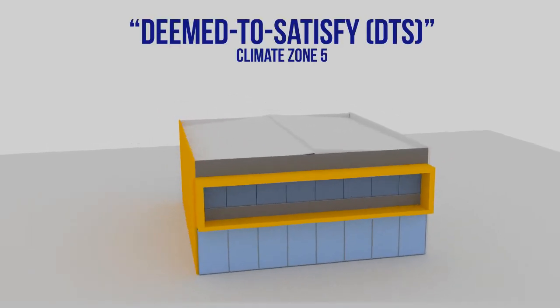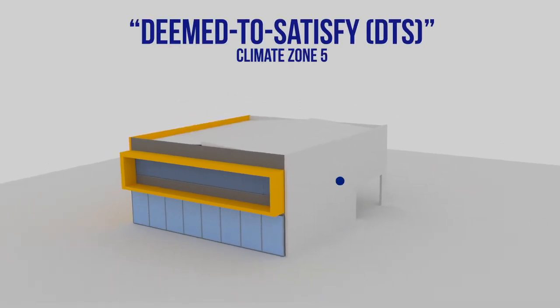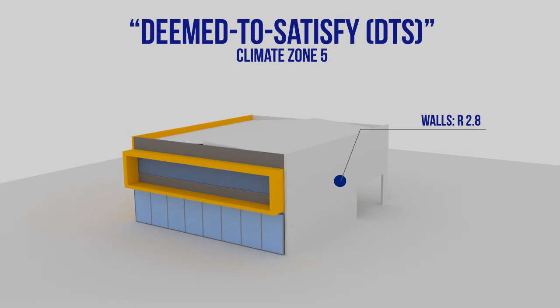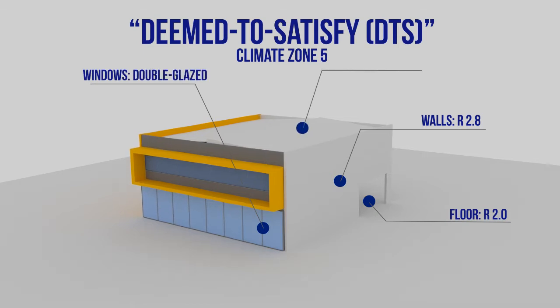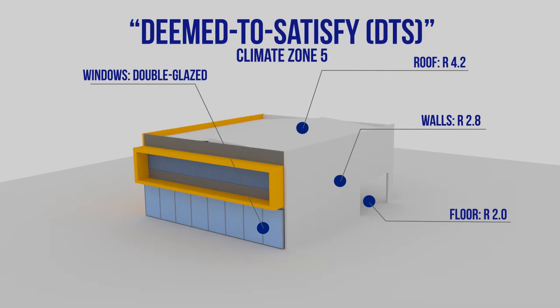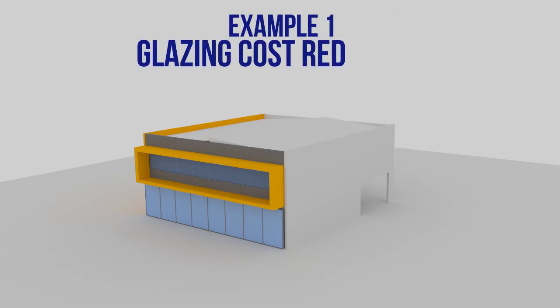Under Deemed to Satisfy, we look at the building in separate parts. For example, the walls need to be R2.8, the floor needs to be R2.0, the windows have to be double glazed, and the roof needs to be R4.2. With the JV3 approach, we look at an alternative solution by modeling and looking at the building as a whole. Let me show you how this works.